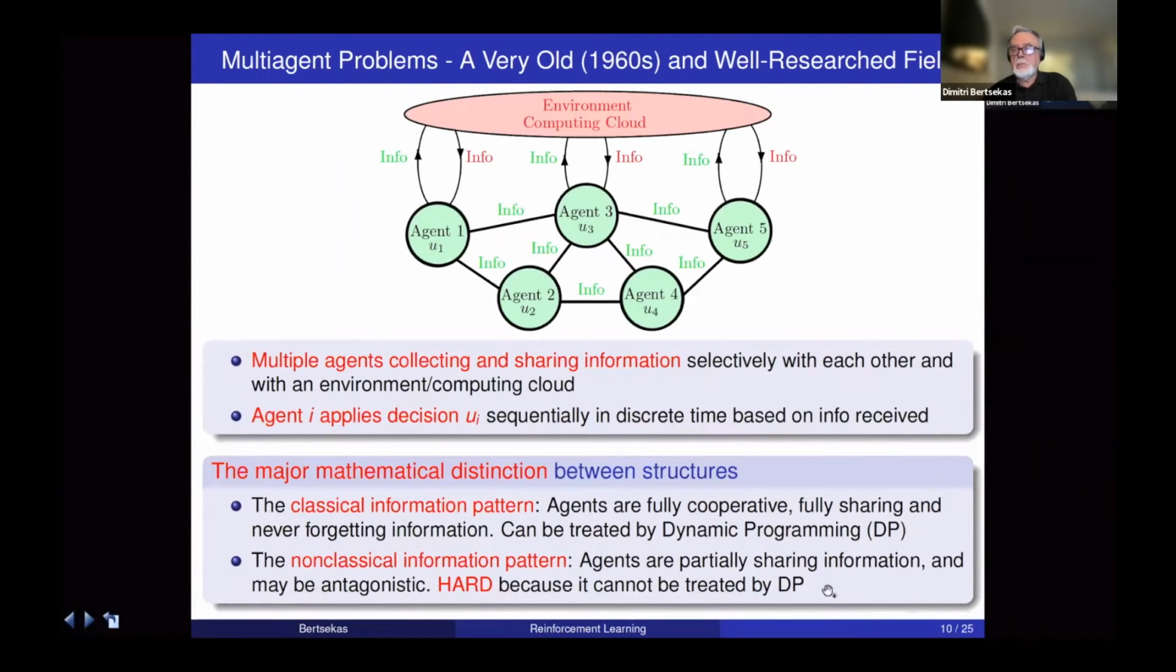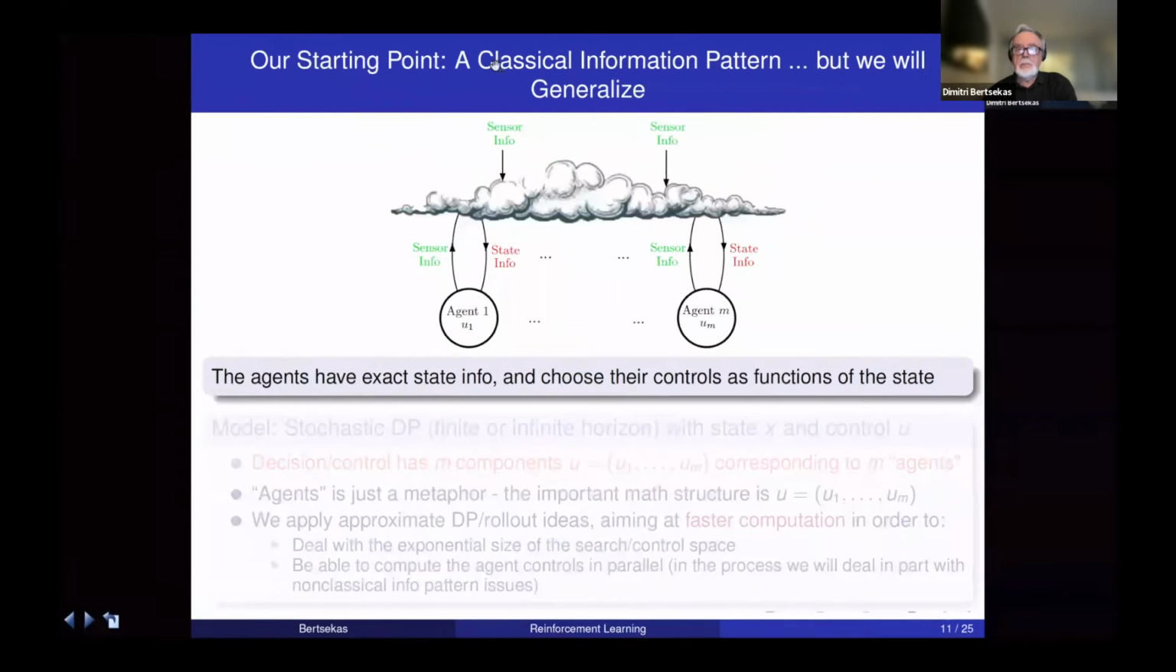In our course, we're going to stick with dynamic programming. We're going to assume a classical information pattern, but at critical points, we're going to venture into the non-classical information pattern case through various generalizations. But the starting point is a classical information pattern, whereby the agents have exact state information, they share all the information that they need, and they choose their controls as functions of the state.